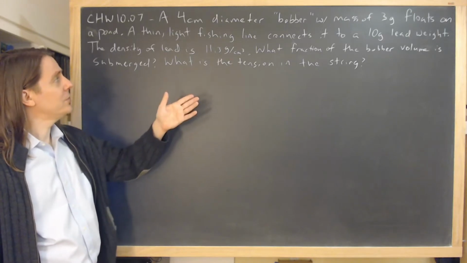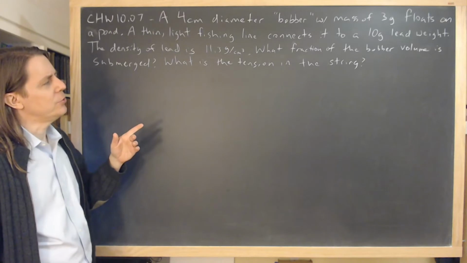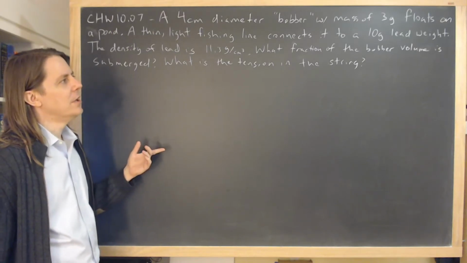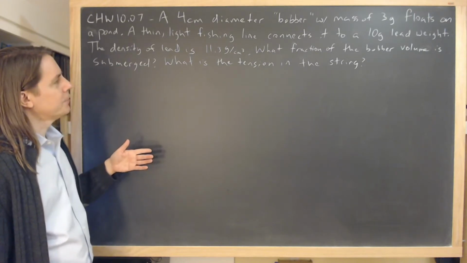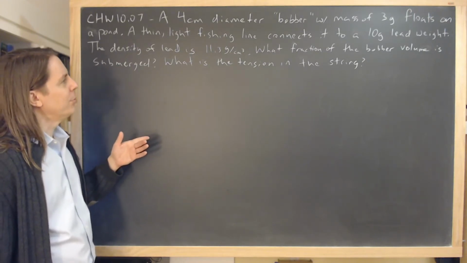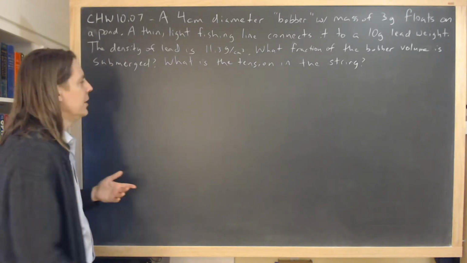It gives you the mass, floats on a pond, and then there's a fishing line connecting it to a lead weight, sometimes called a sinker. And we have the density of the lead weight. And what fraction of the bobber volume is submerged, and what is the tension in that line that connects them?